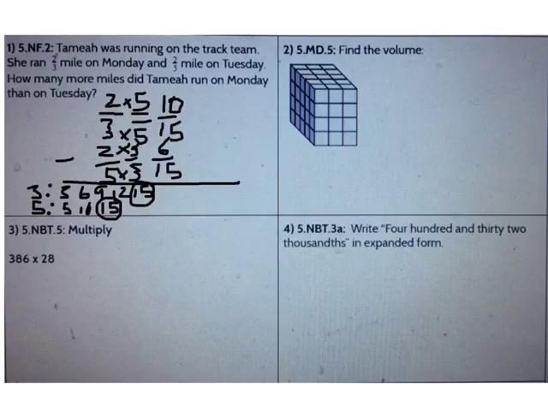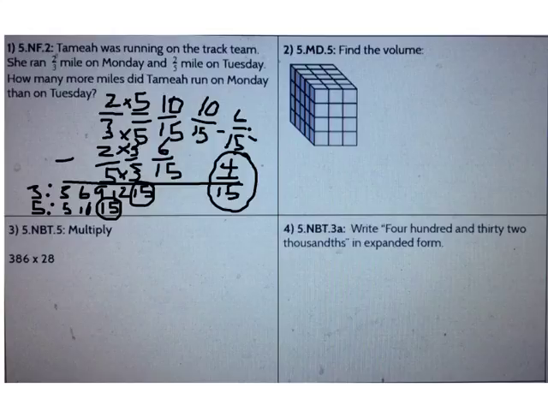So now I can subtract. What's 10/15 minus 6/15? The correct answer is 4/15. Tamia ran 4/15 more miles on Monday than on Tuesday.